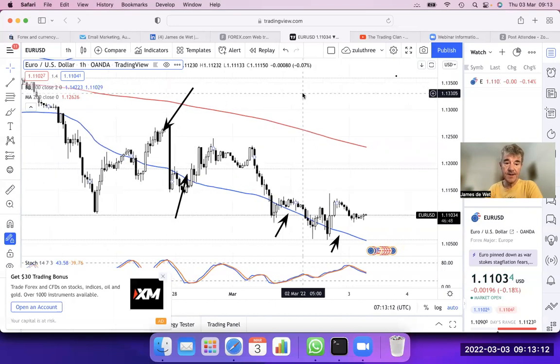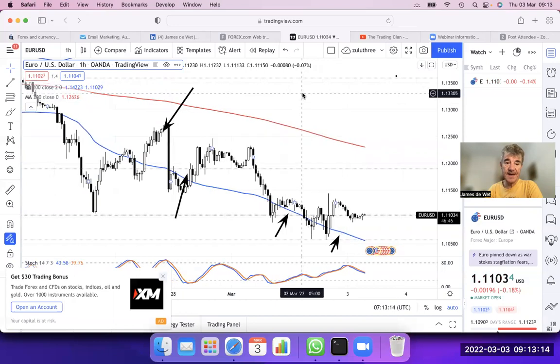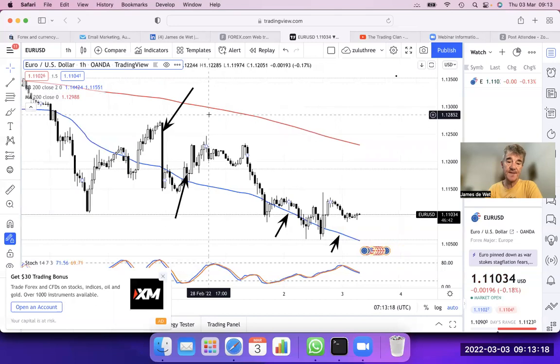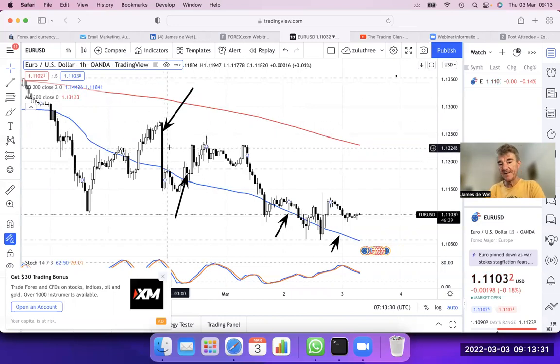If you have a look at the one on the left-hand side over here, that was the first trade. That was the short trade, Monday, the Asian session. And that was the weekend when Russia had just invaded Ukraine. And you can see the euro plunged, the dollar rallied, and stock markets in the US plunged.